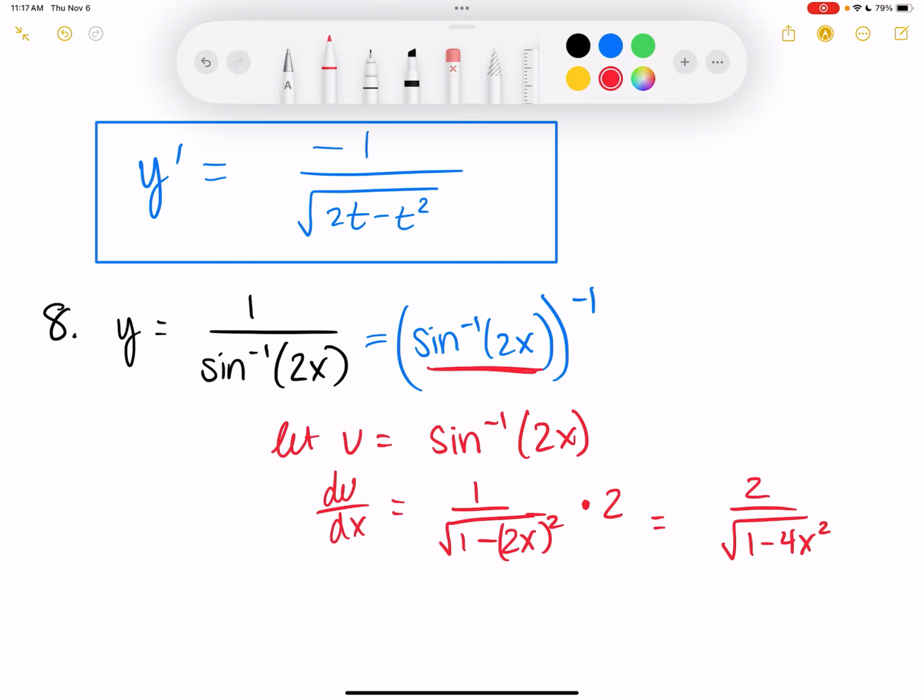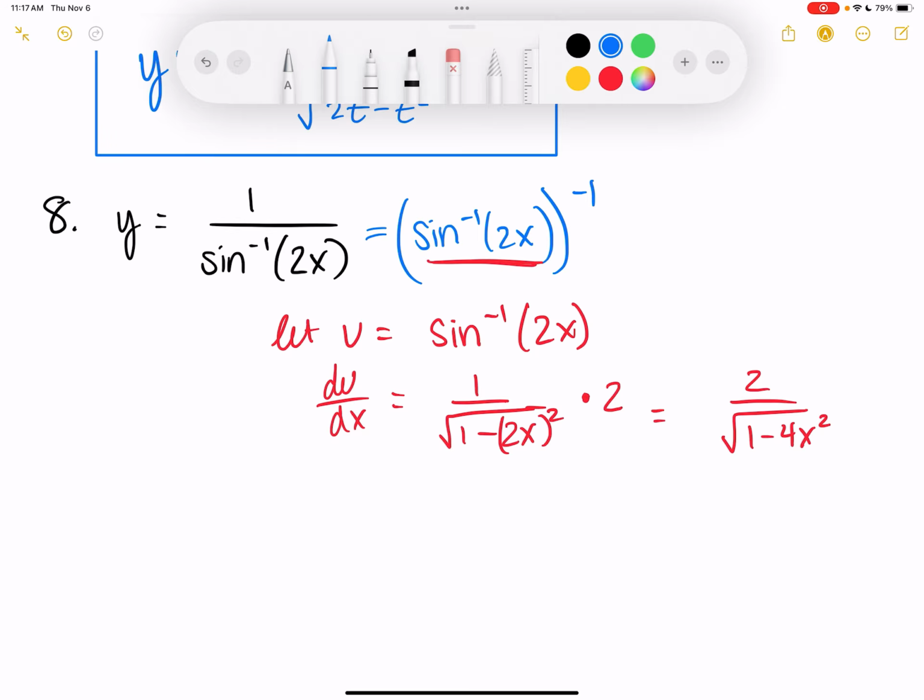So now what I can do is I can go back to this over here and I can say, okay, well, y equals u to the negative 1. And I'm going to take the derivative of that, and then anywhere there's a u, I'm going to replace it with whatever my u value was. So I would end up with the derivative would be negative u to the negative 2 times du.